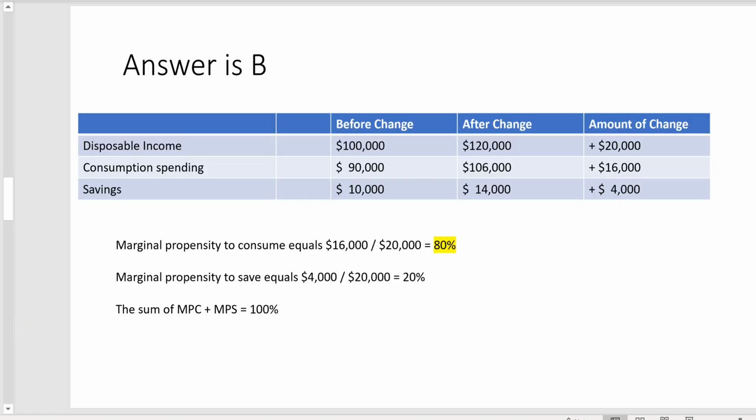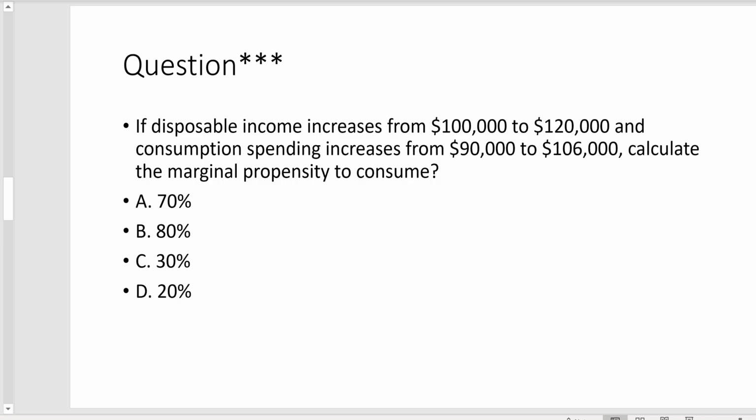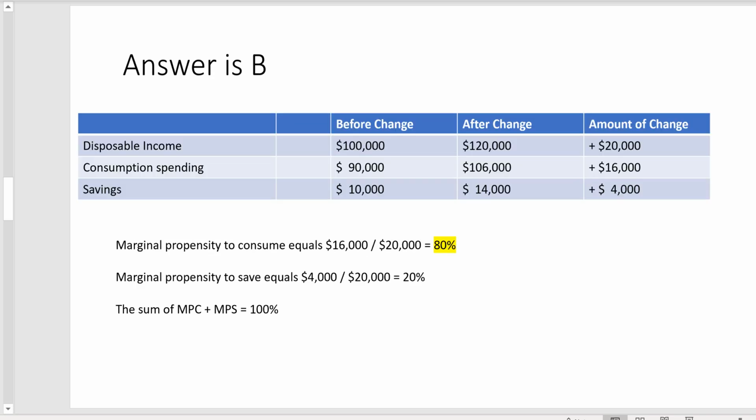We can see that the change in income is plus 20,000. The change in spending is plus 16,000. And what we would do is divide the 16,000 change in spending over the 20,000 change in income, and we'd see that we have an 80% marginal propensity to consume, and that's what they asked for here. The marginal propensity to consume, 80%, answer choice B.